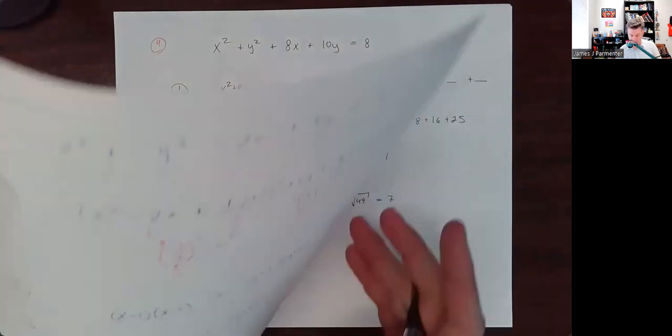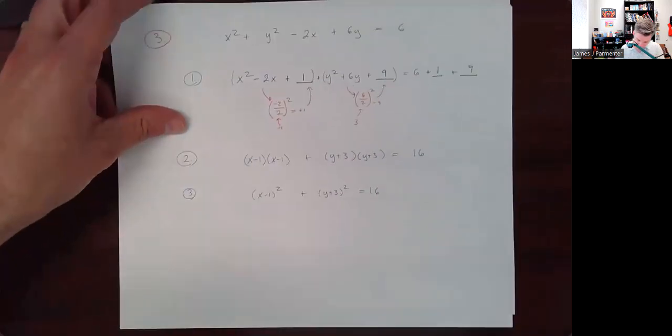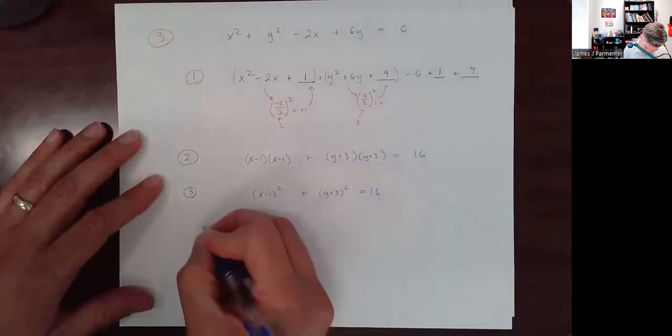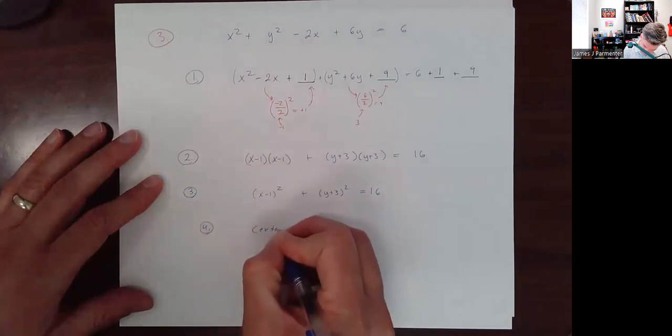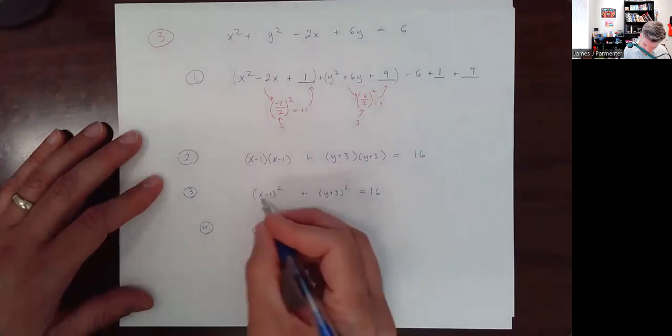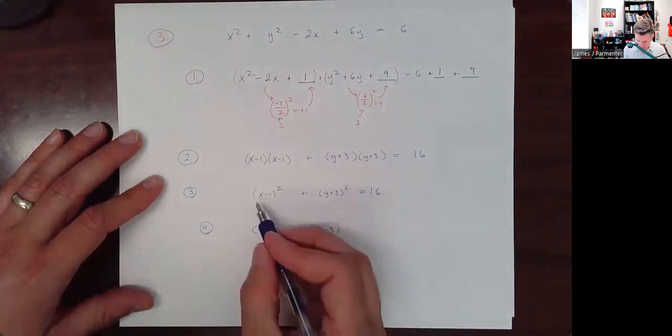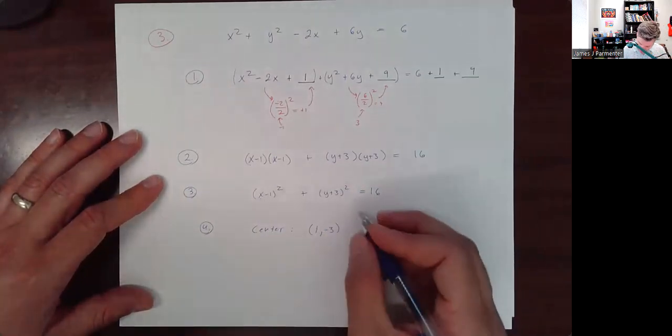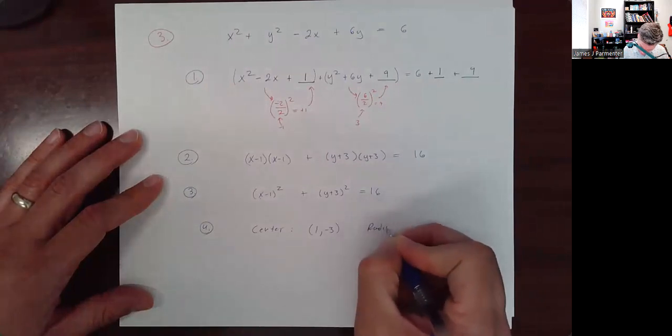And just to answer that question back over here as well, here, the center of this circle, sorry, I'm going back in the notes, terrible, is (1, -3), right? x has to be 1, y is -3, so 1 minus 1 is 0, -3 plus 3 is 0. And the radius is the square root of 16, which is 4.